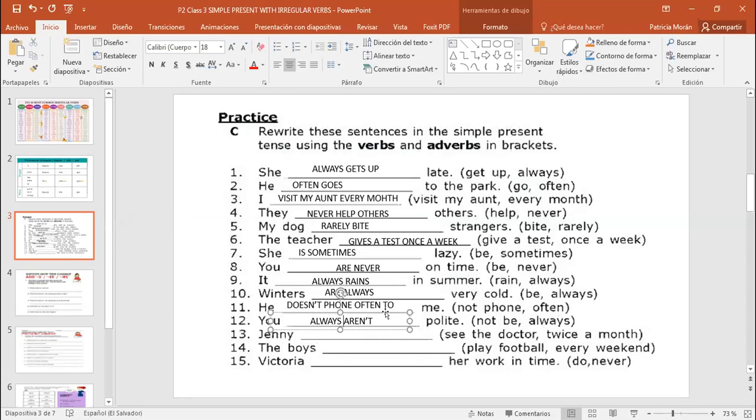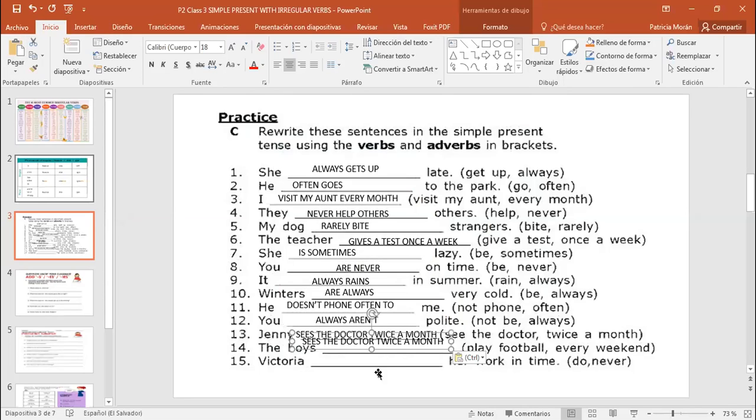Okay. Number 13. Jenny. Let's see, Jenny, see the doctor twice a month. ¿Cómo nos quedaría? Es Jenny, ¿verdad? Entonces, el verbo tercera persona. ¿Qué le agrego entonces? The letter S, right? Jenny sees the doctor twice a month. Twice a month. Dos veces al mes, ¿verdad? Eso significa twice a month. Jenny sees the doctor twice a month. Jenny ve al doctor dos veces al mes. Okay, let's see.